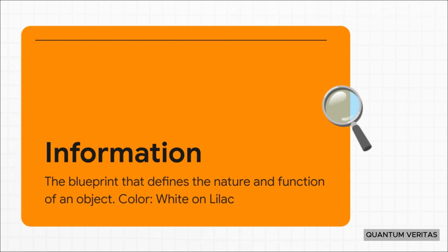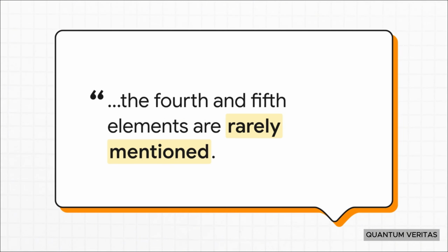And the third piece of the puzzle is information. Think of this as the blueprint, the underlying code. Just like DNA defines a living thing, this element defines the nature and function of any object. Its color pairing is white on lilac, which kind of hints at its more ethereal, organizational quality. So, matter, energy, information, okay, pretty standard stuff.